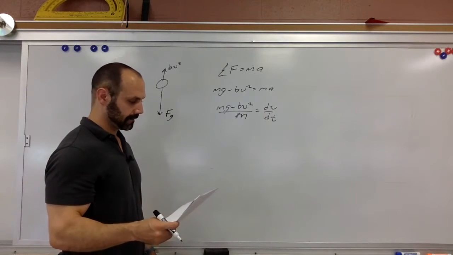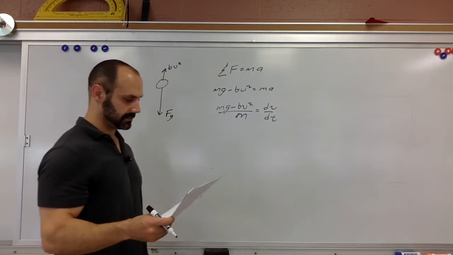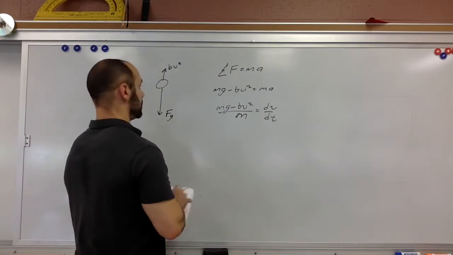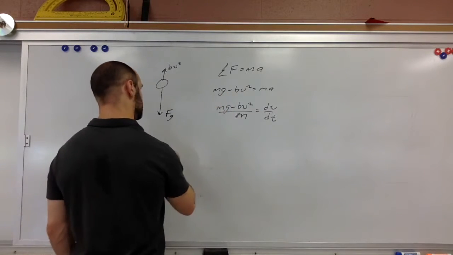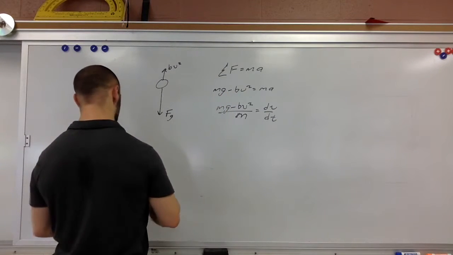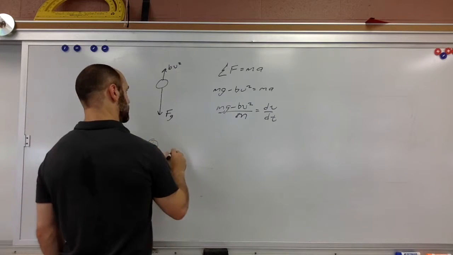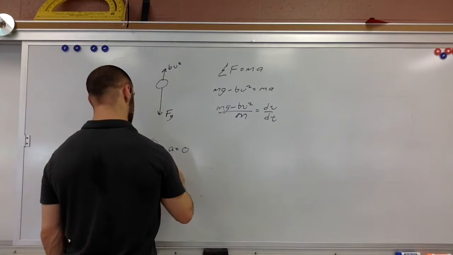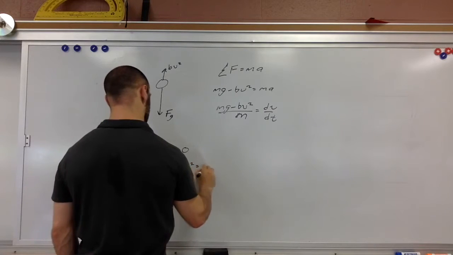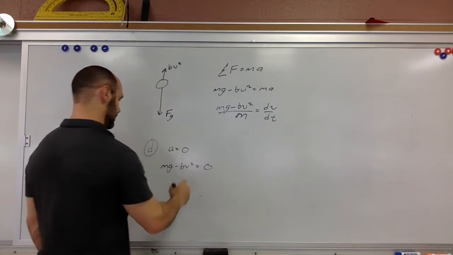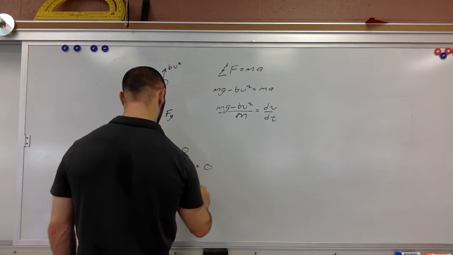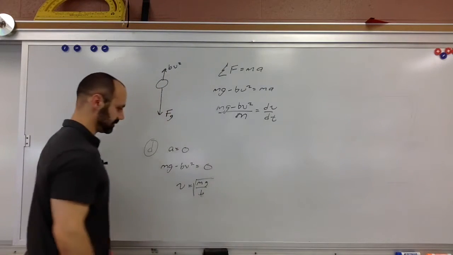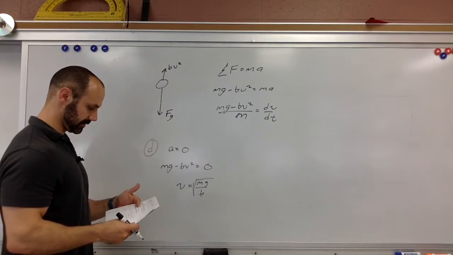So done. D, determine the terminal speed v in terms of the given quantities and fundamental constants. At terminal velocity, that's where the acceleration is 0. So mg minus bv squared equals 0. So I'm solving for v. So v is equal to the square root of mg over b. So that's it for that one.